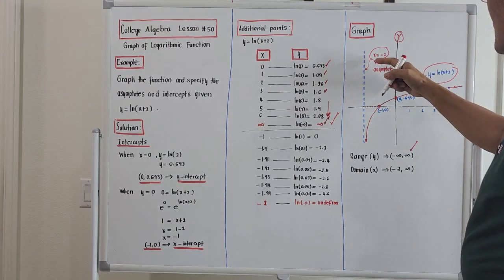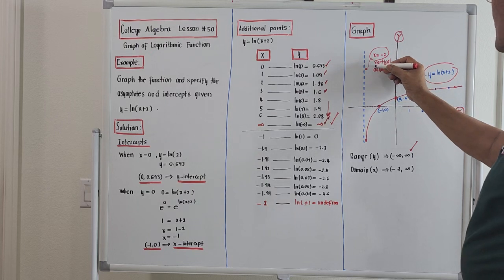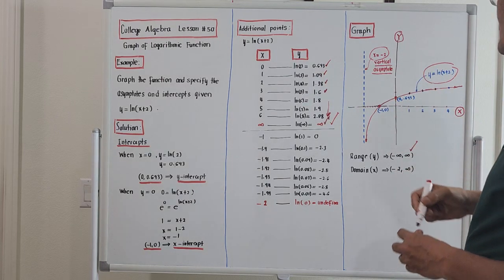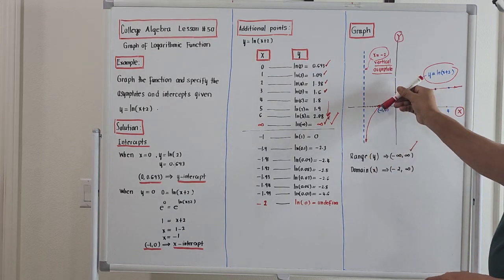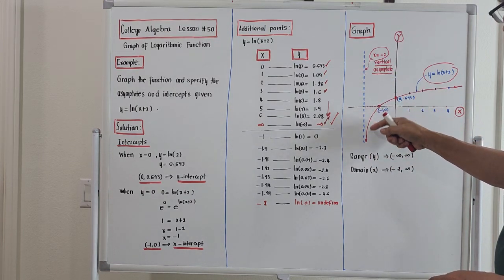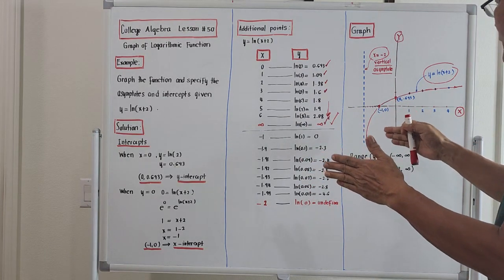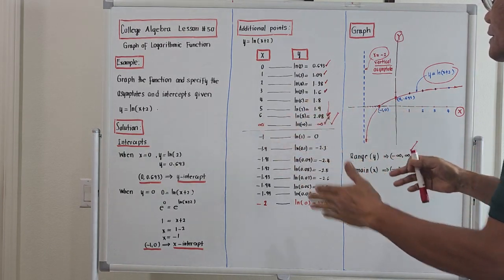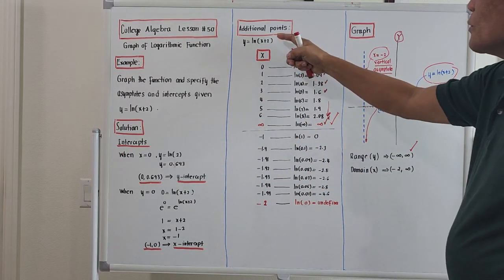Because the equation, this vertical line here, x equal to negative 2, is actually a vertical asymptote. This curve here will not approach this vertical asymptote except at x maybe equal to negative infinity. So, okay, let's try to get the value again, using the same equation.